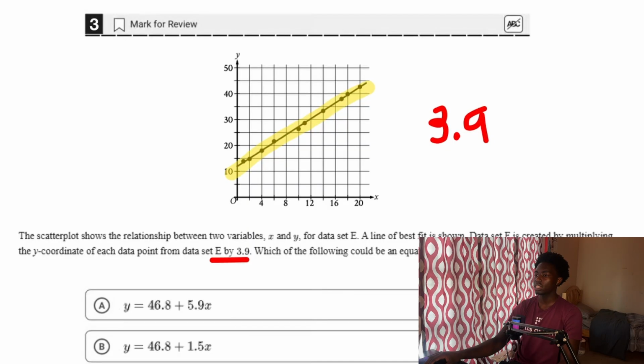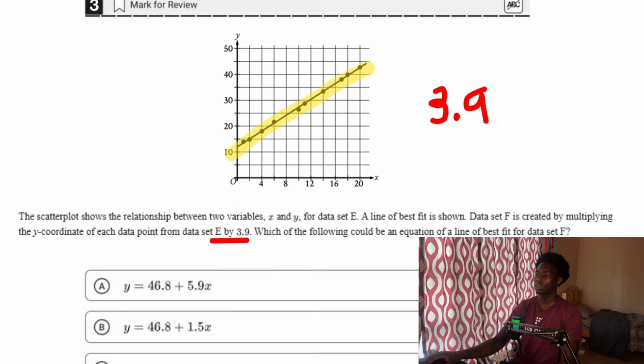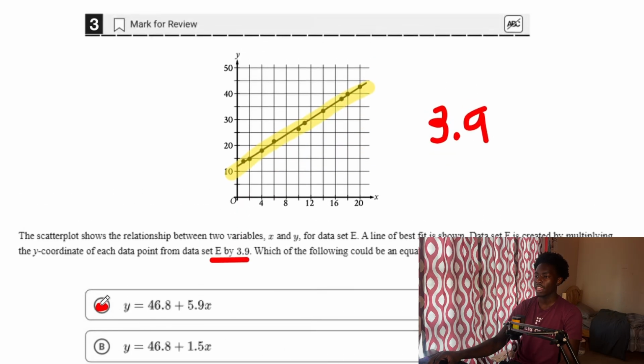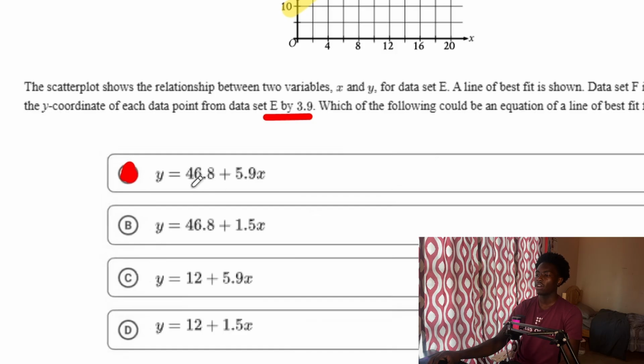Meaning that if we now take this back to our answer choices, we can see that the answer choice that most closely relates to this is going to be answer choice A, because we have our b value of 46.8 and our m value rounds up to 5.9.